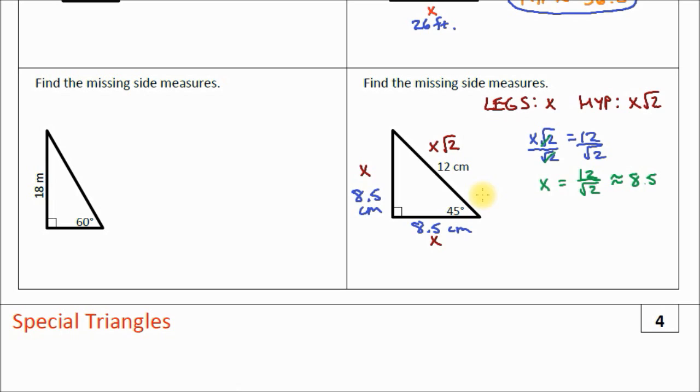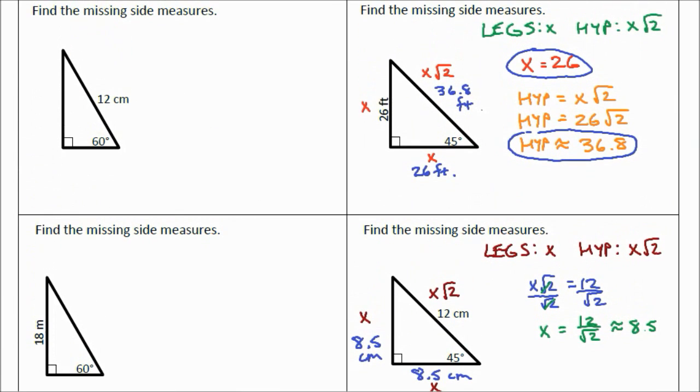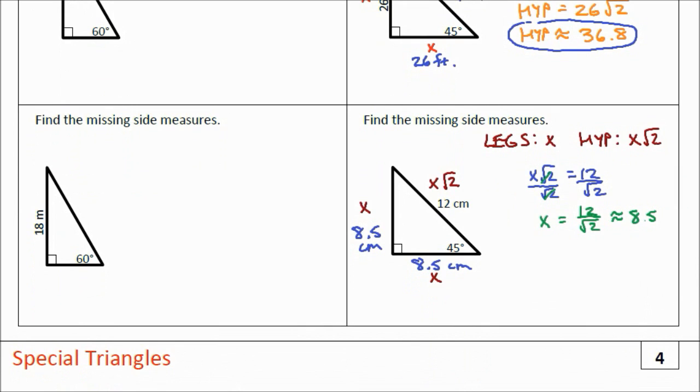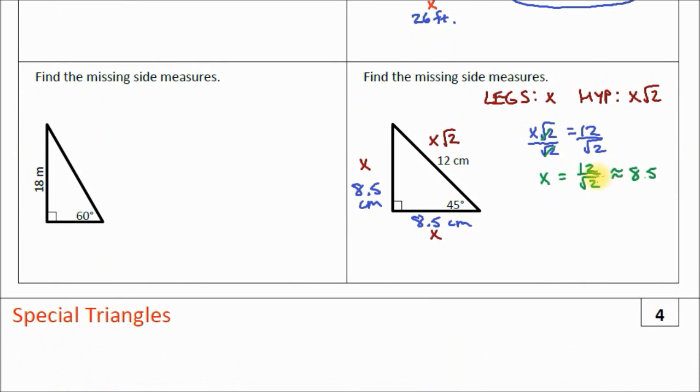So by setting up our triangle this way, writing down what we know and finding the value of x, with the value of x we can find anything. We can find the leg lengths, and of course we already know what the hypotenuse is up here. We knew what the leg was. We can then plug in the x value and find the hypotenuse. So that is how you find the missing side measures of a 45, 45, 90 triangle.